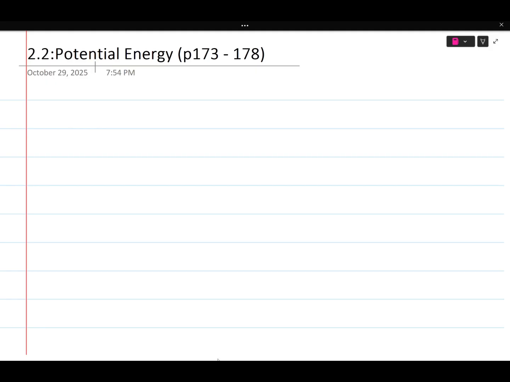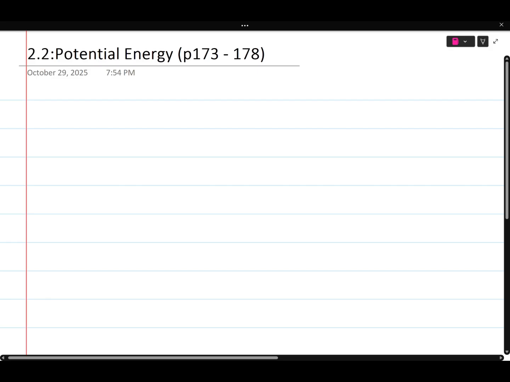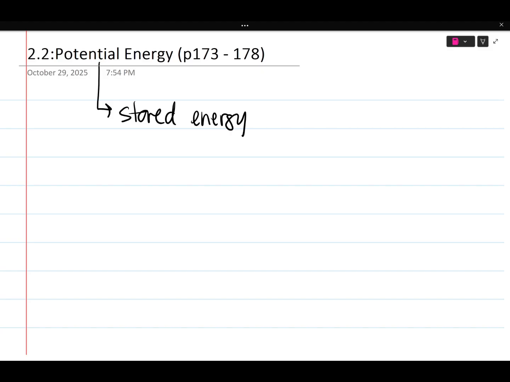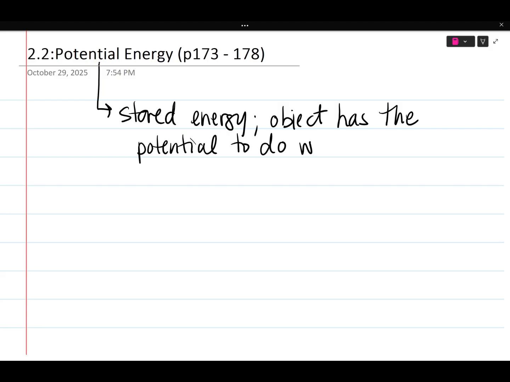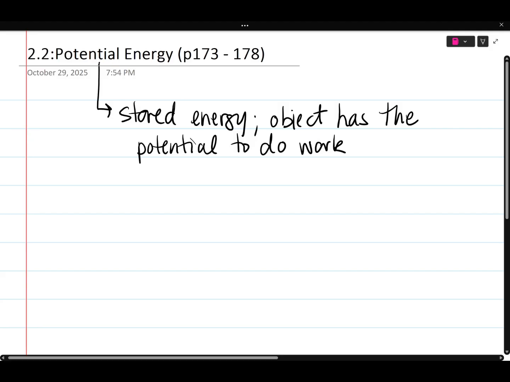Hello, grade 10. So today we're going to be talking about potential energy. Potential energy is stored energy. And when you store energy in an object, that means the object has the potential to do work, because energy is the ability to do work.